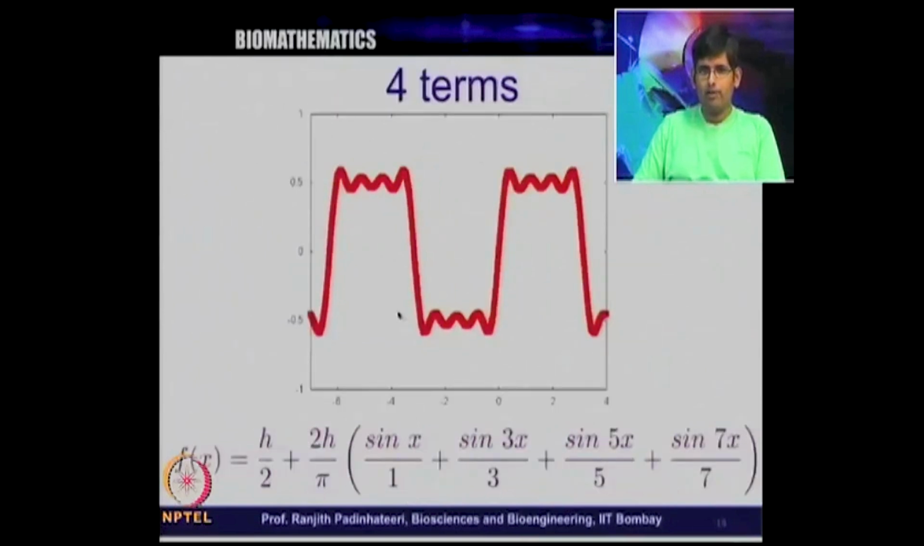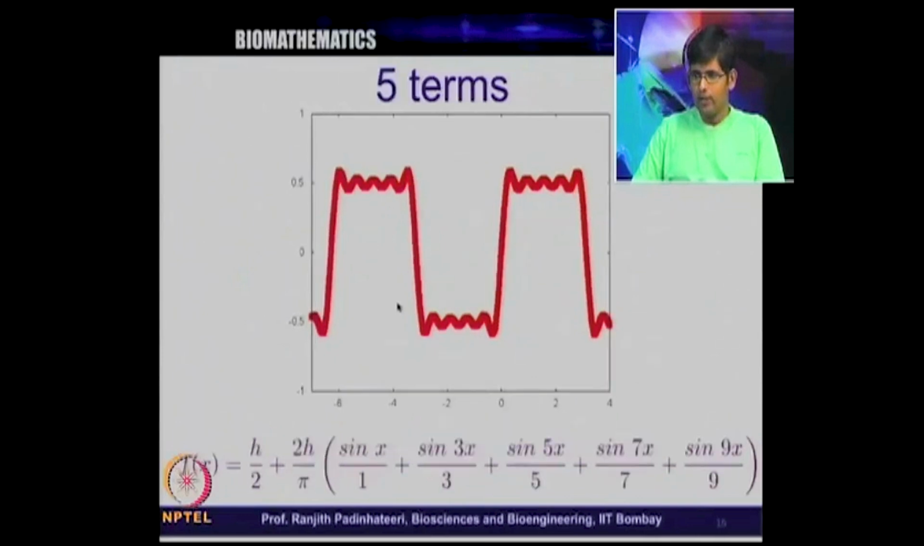Add one more: sin 1x by 1 plus sin 3x by 3 plus sin 5x by 5 plus sin 7x by 7, 4 terms. Then you get a better shape, approaching towards a square. So, with 4 terms it is actually nearer to a square, and then you add one more term and you have something a little more closer to a square.